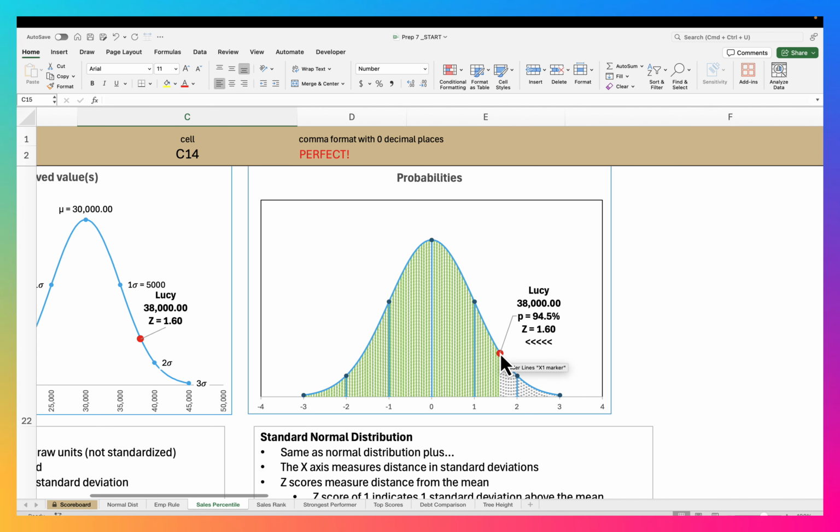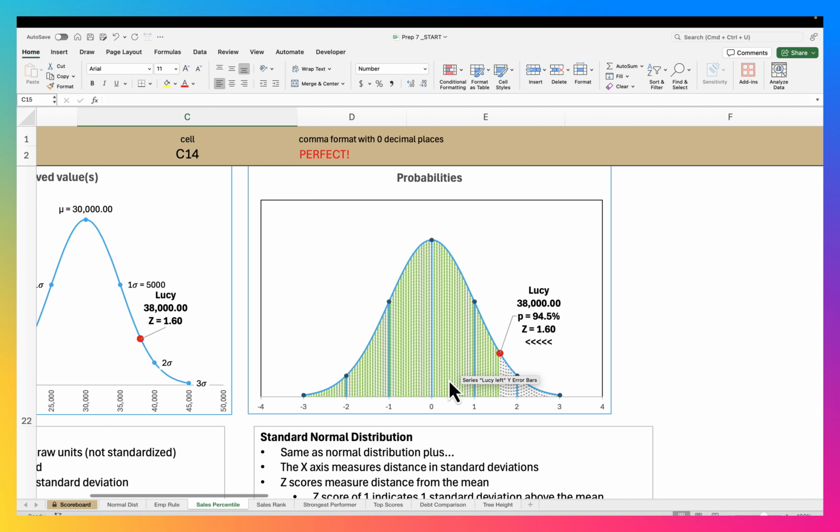So if Lucy is here, then there's a lot of little dots to the left of Lucy that she's better than. And if you think about it, these little dots appear to be in columns. Well, what does the height of any particular column represent? It represents the relative frequency of how many observations you would see at that X value. And as you can see here, in the middle, at the mean, there are going to be more observations at the X value in the mean than there will be out here in the tails. That's the nature of a normal distribution.